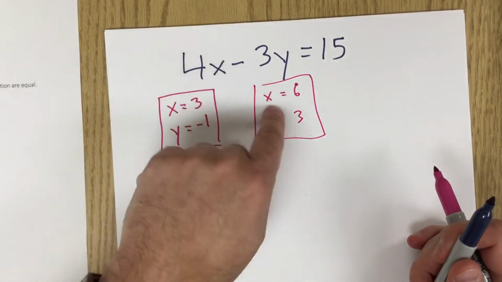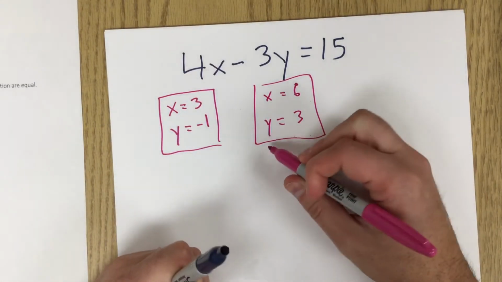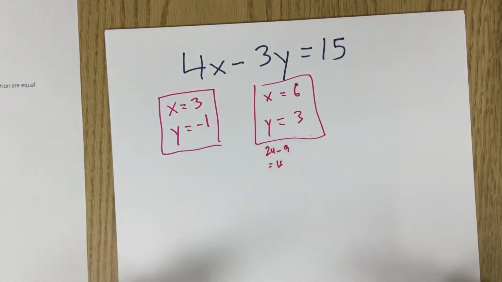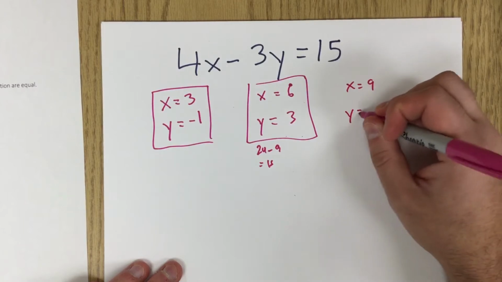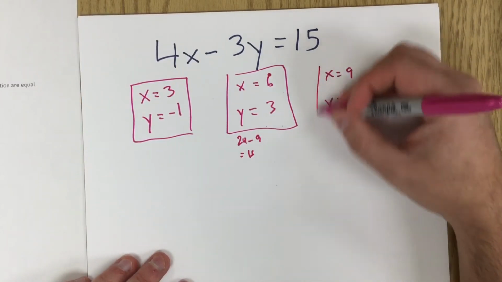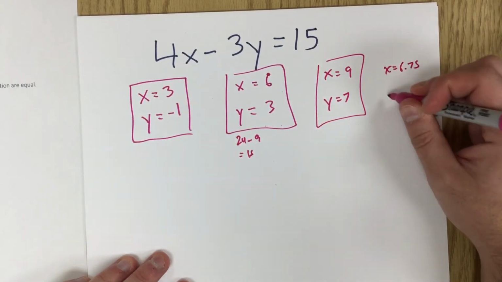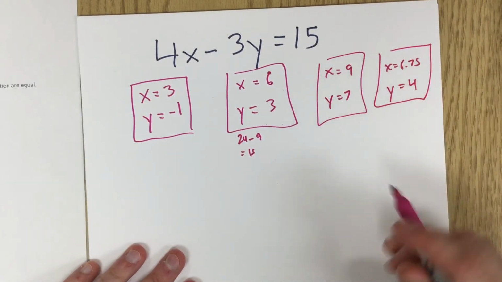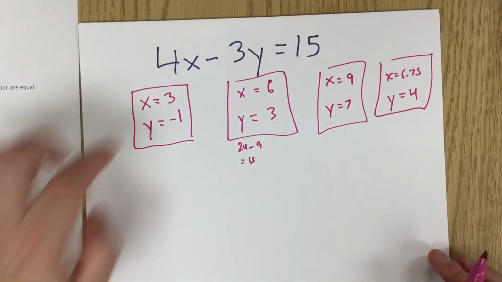Right, so 4 times 6, if I plug these numbers in for the appropriate letters, 4 times 6 is 24. So that gives us 24 minus 9, which is 15, which is equal to 15. And we're good. And there's more solutions, right? If x is 9, then y would be 7. We could have x equals 6.75 and y equals 4. There's many, many solutions, and in fact there are infinite solutions. There's an infinite number of solutions to this equation over here.